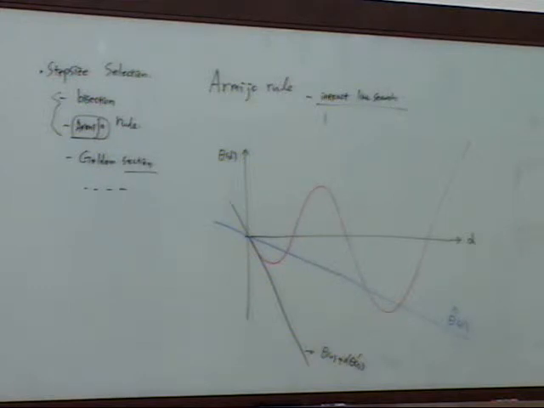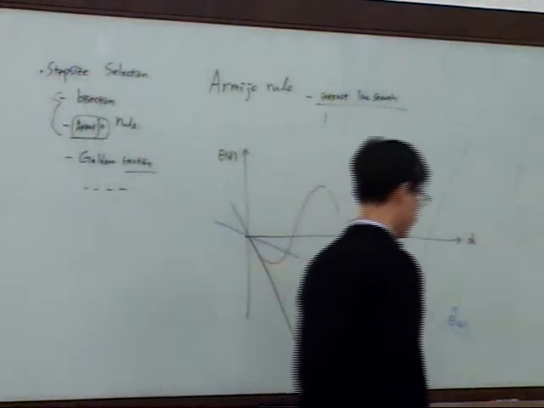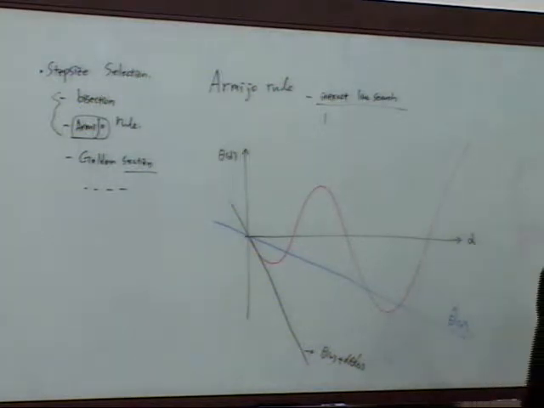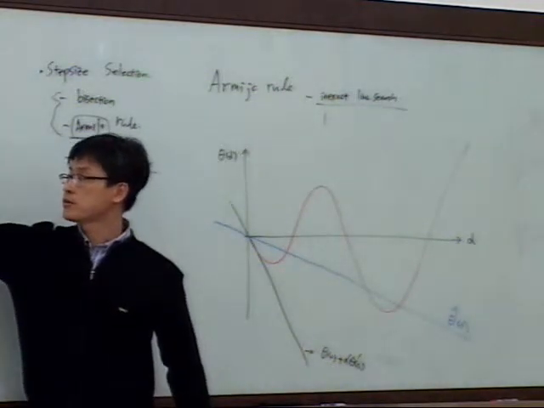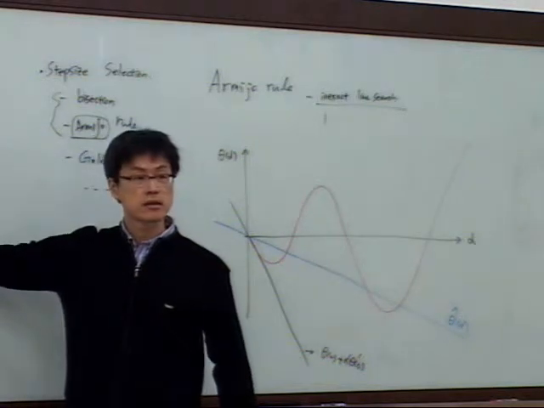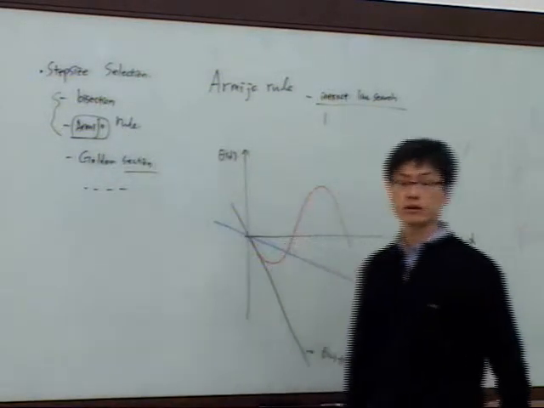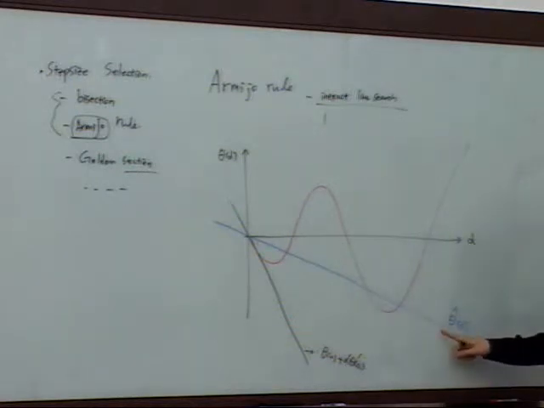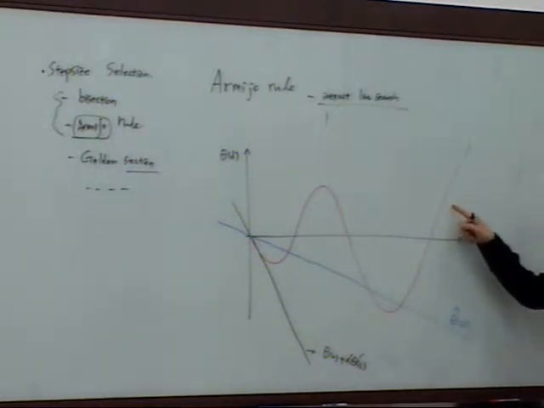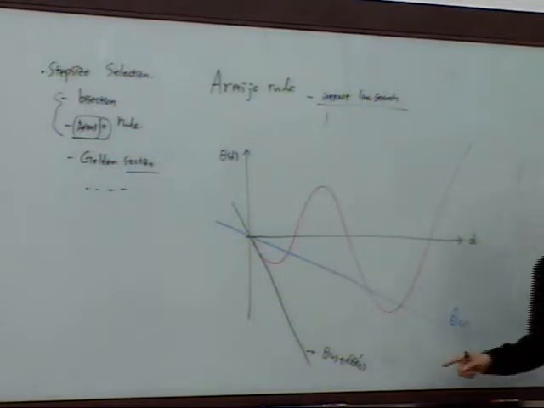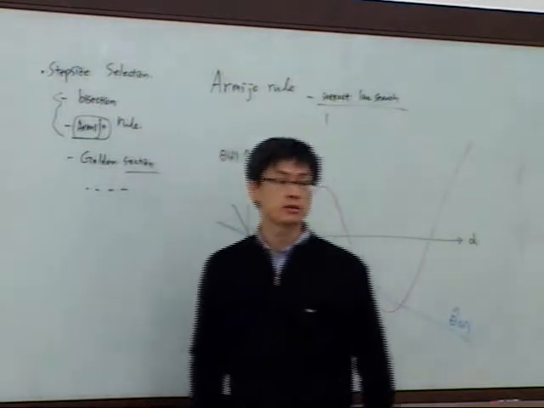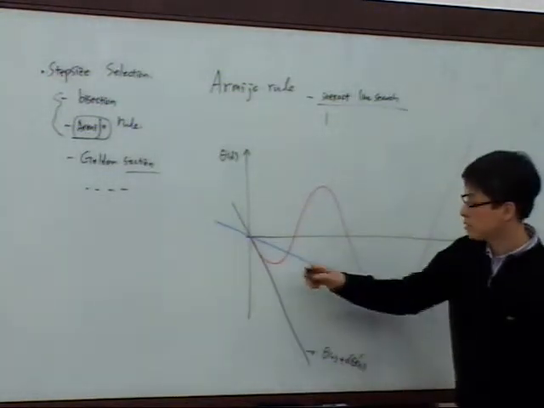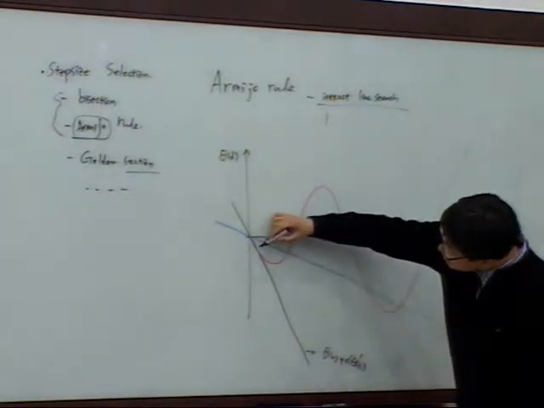Okay, so let's look at this figure once again. The first condition is that your theta should be less than theta hat. This is your theta hat, and this red line is your theta. So the region where this inequality holds is this part.